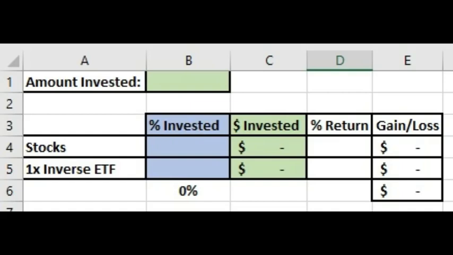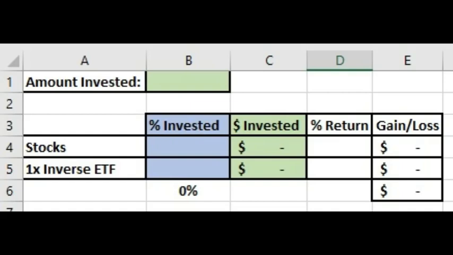Greetings everybody. I'd like to share with you a spreadsheet setup that you can use to calculate what your returns might be if you invested a certain amount of money in inverse ETFs. Inverse ETFs go up when the markets go down, and they go down when the markets go up. The reason some people like inverse ETFs is because if the market and most of your stocks have a down day, a down week, or a down month, your inverse ETF will be gaining money.